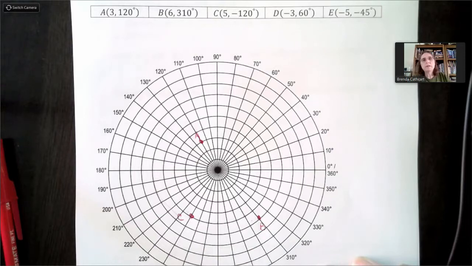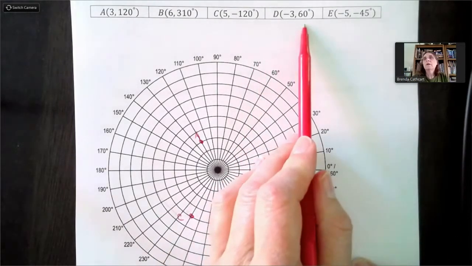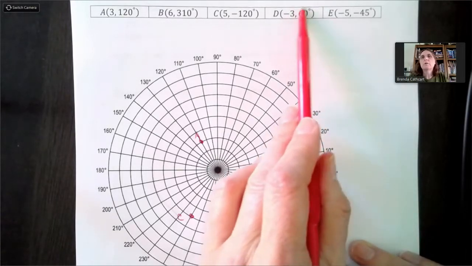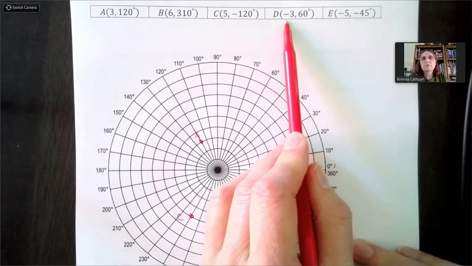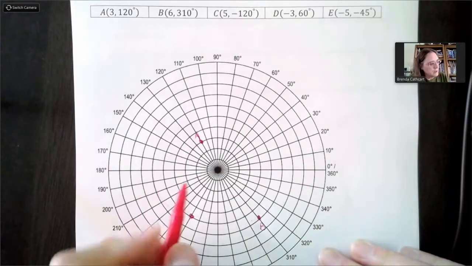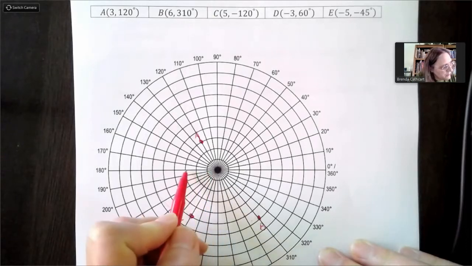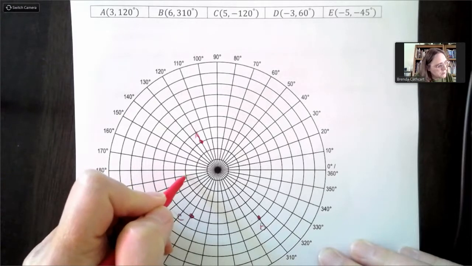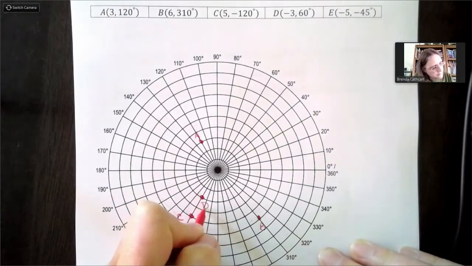Let's take a look at point D now. D has a radius of negative 3 and an angle of 60 degrees. Again, this angle here is going to be moving counterclockwise. With a radius of negative 3, though, instead of moving in the positive x-axis to start with, we move in the negative x-axis. So we go to the left, 1, 2, 3, and then we're going to go counterclockwise 60 degrees. So 10, 20, 30, 40, 50, 60. And there's our point D.